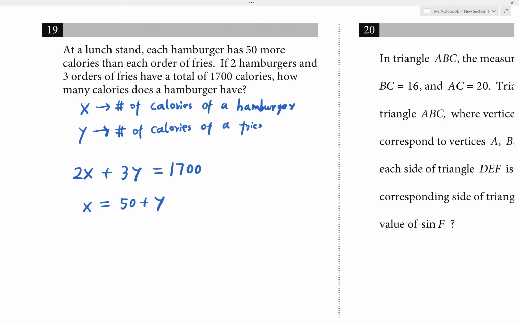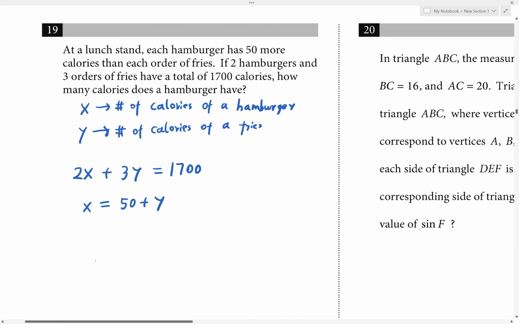A common mistake here is that we tend to put the 50 with x. Some students say x plus 50 equals y. That would be wrong, so I have to think this through. The hamburger has more calories, so x is the bigger number. Fries have fewer calories, so y should be the smaller number. The smaller number plus 50 will equal the bigger number, so the equation is equal on both sides. We have to think it through so it makes sense.